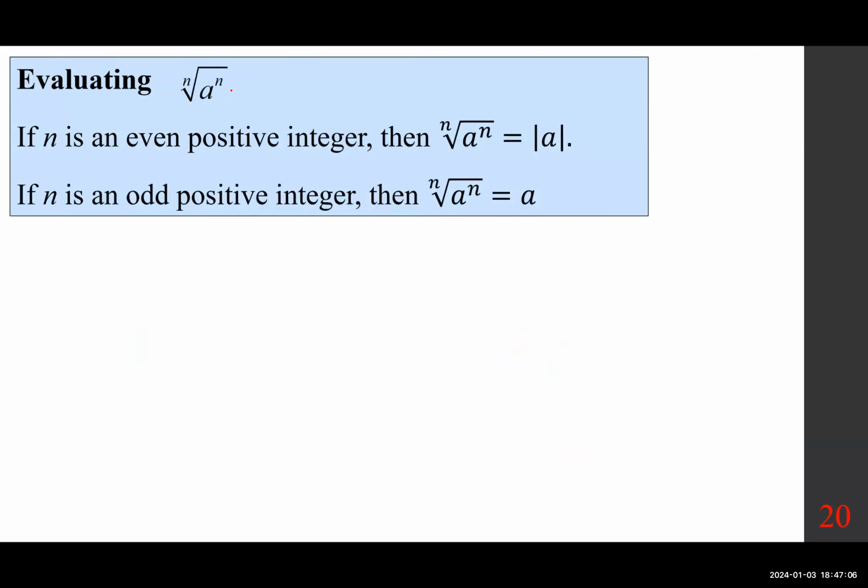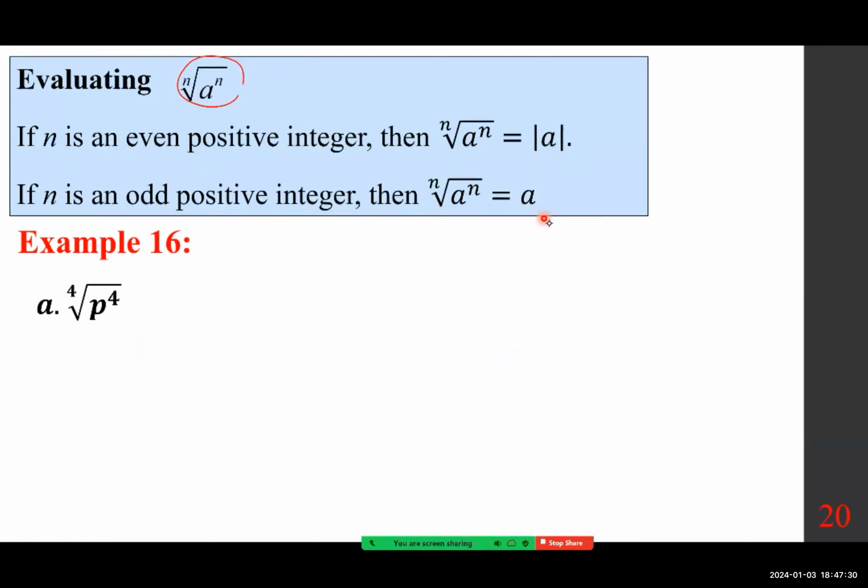When we want to evaluate this, it's not always a. We write it as an absolute value of a if you have any doubts. Generally speaking, if n is an even positive integer, then the nth root of a to the power of n is the absolute value of a. If it's odd, it's a itself. So the fourth root of p to the power of 4: if you don't know anything about p, you have to go with the absolute value of p.